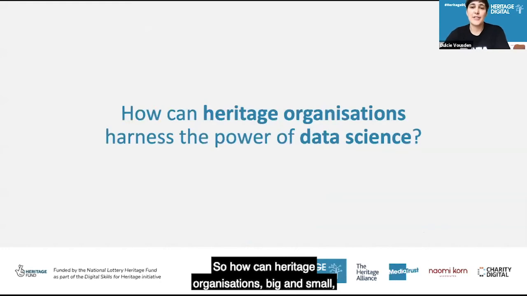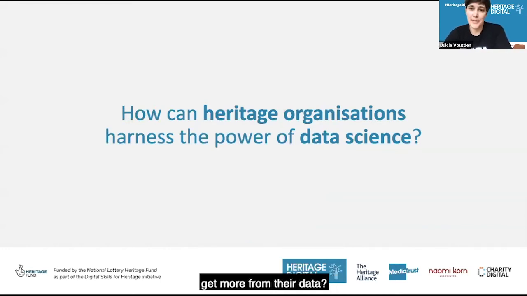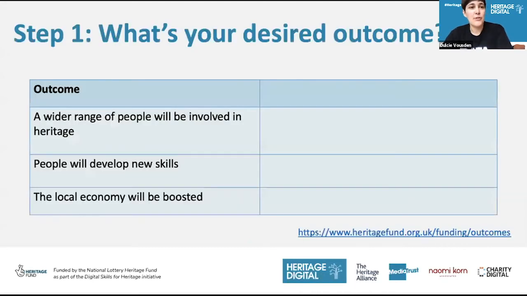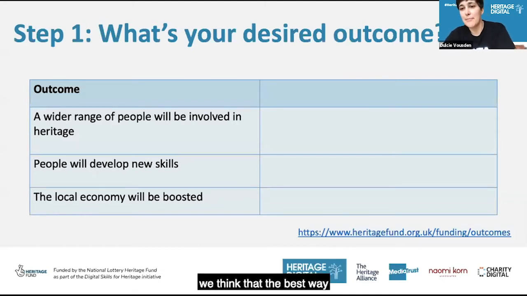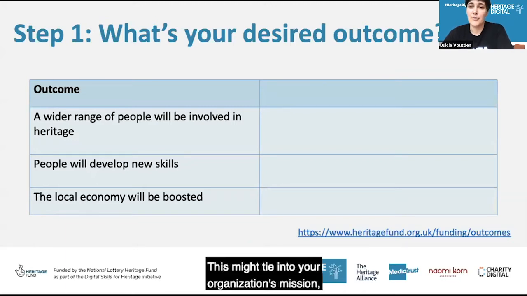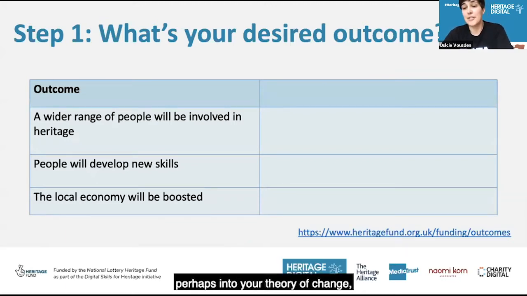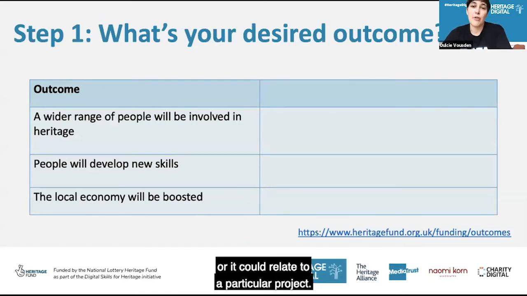So how can heritage organizations, big and small, get more from their data? For me, I think the best way to understand is with some examples. So when thinking about how to get started with data, we think the best way is to think about your desired outcome. This might tie into your organization's mission, perhaps into your theory of change, if that's something you have, or it could relate to a particular project.